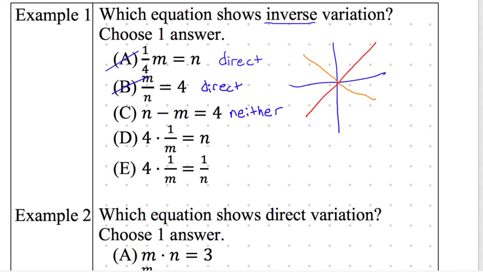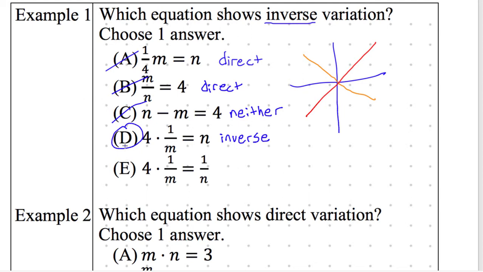All right, so it's not option C. What about option D? This is inverse. It was D. So you can just guess basically? No.